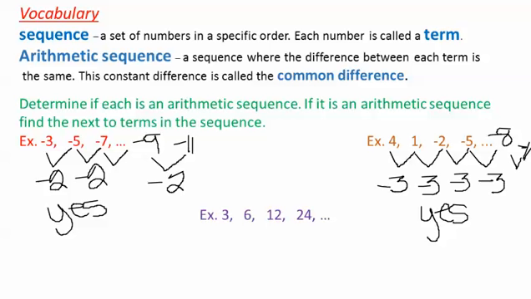Last example on this page. First, again, you're going to find the common difference. The difference between 3 and 6 is 3. Between 6 and 12, that's 6. And between 12 and 24, that's 12. So see here, those are not constant. Our difference here is not constant. It's not the same thing each time. So it is not an arithmetic sequence. No arithmetic sequence here.